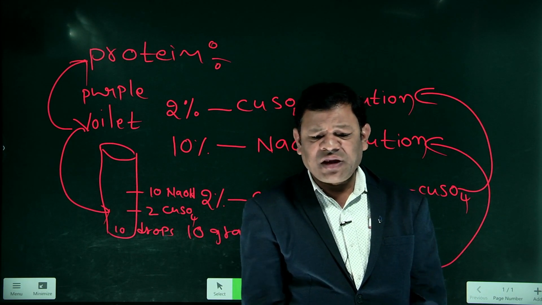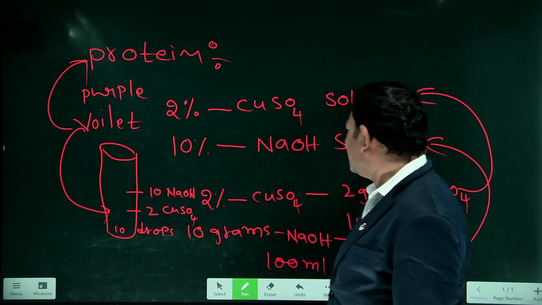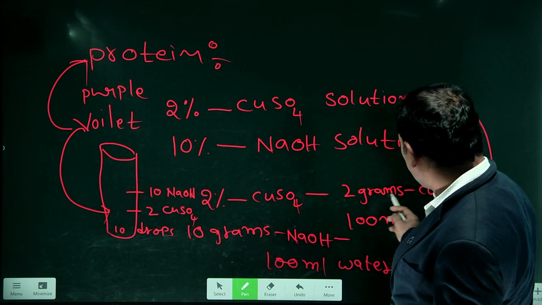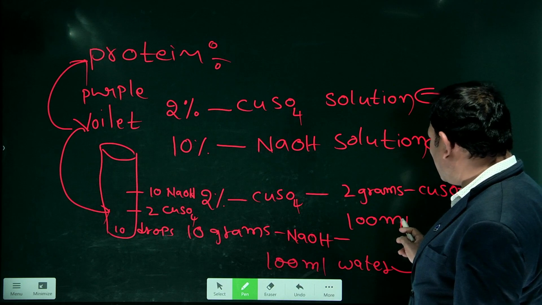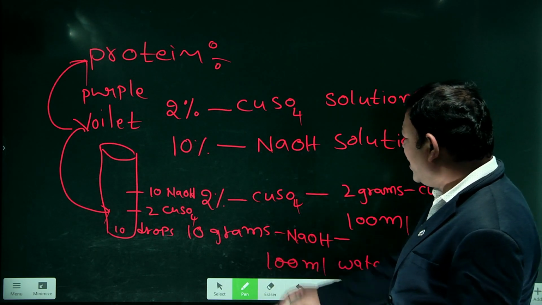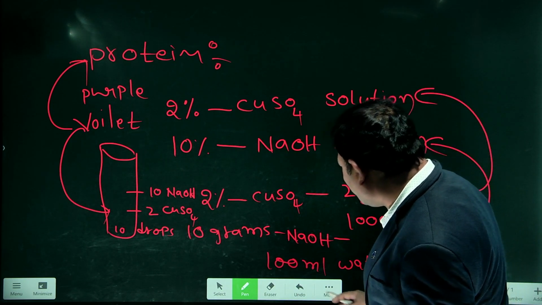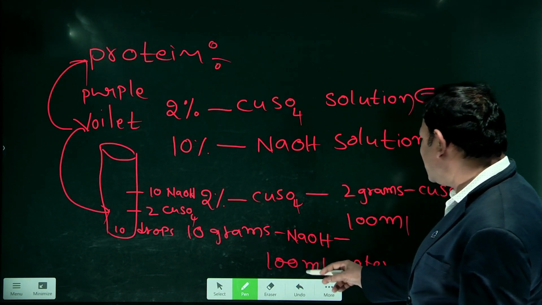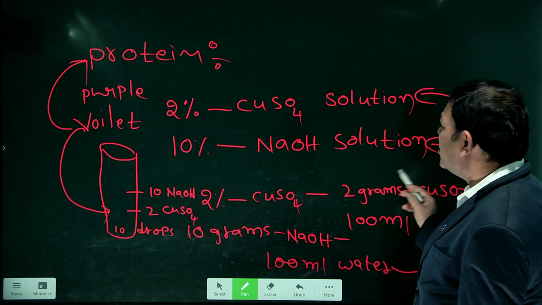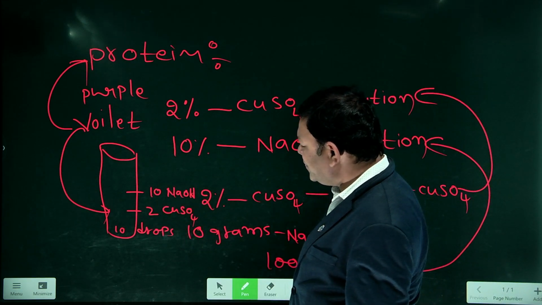Yes, sir. First of all, take 2% copper sulfate solution and 10% sodium hydroxide solution. To make 2%, take 2 grams of copper sulfate and add 100 ml of water. Then for 10% sodium hydroxide solution, take 10 grams of sodium hydroxide and 100 ml of water and mix. You can take the test tube.